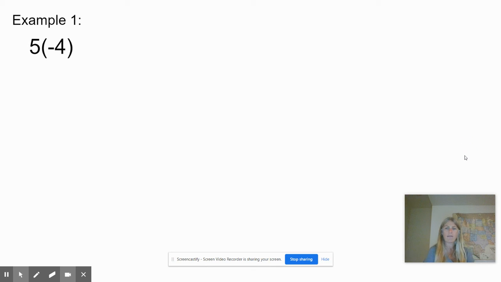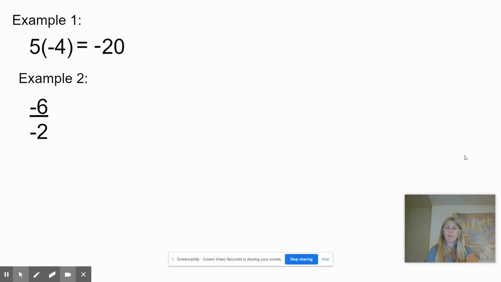Here's our first example. Here we have 5 times negative 4. We're going to go ahead and multiply normally. 5 times 4 is 20. I see that it's a positive times a negative, which makes my answer a negative 20. This is like owing $4 5 times. So I owe $4, then I owe $8, then I owe $12, then I owe $16, then I owe $20. So I still owe $20, which is why it's a negative answer.